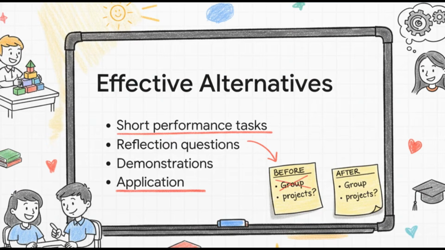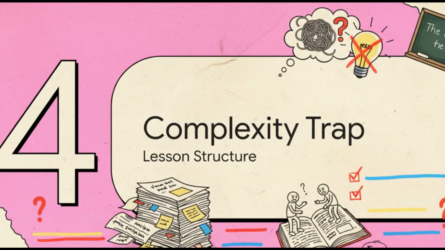So instead of that, try integrating these effective, real-life alternatives. Things like short performance tasks, thoughtful reflection questions, in-class demonstrations, or simple application activities. And listen, these don't have to be massive, stressful, week-long projects. A simple 2-minute demonstration by a student, right at their desk, is an incredible assessment tool. It connects directly to your objective, it's super interactive, and it shows you instantly if that student truly gets the material.